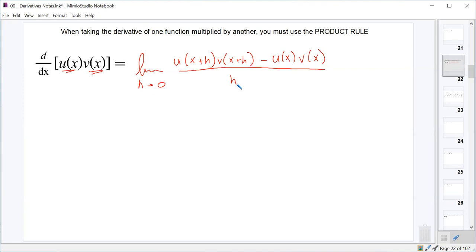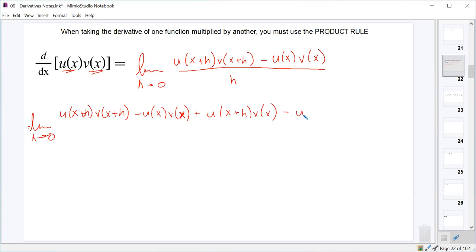To figure out what this is, we're going to use a little trick that's often used in these proofs: we are going to add a term into the numerator, and then subtract that term from the numerator as well. The term that's going to work out, and we'll see why as we go through this, is u of x plus h, v of x. So we add u of x plus h, v of x into the numerator, and also subtract u of x plus h, v of x from the numerator. Effectively, we've not changed the numerator at all. We've added and subtracted the same thing, which should cancel out.